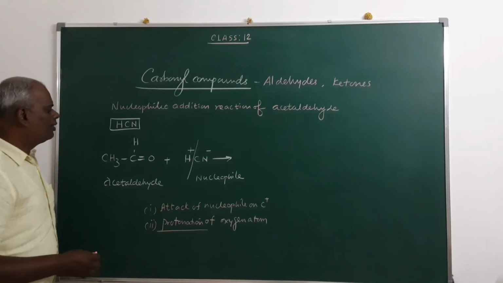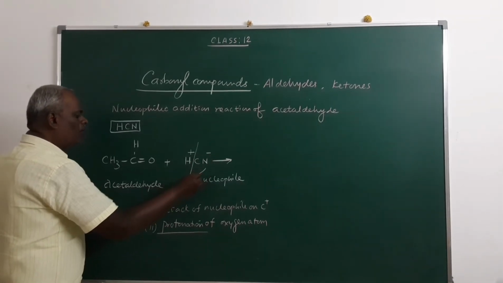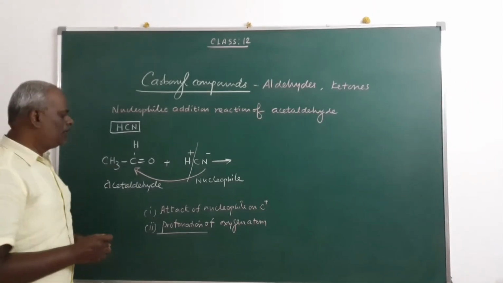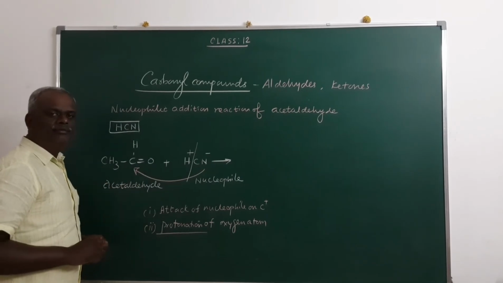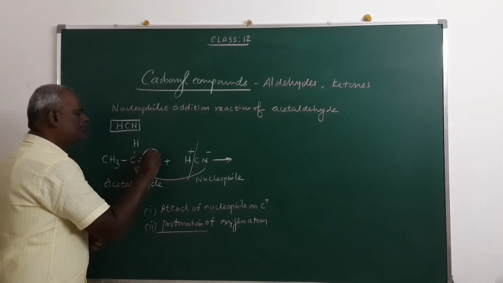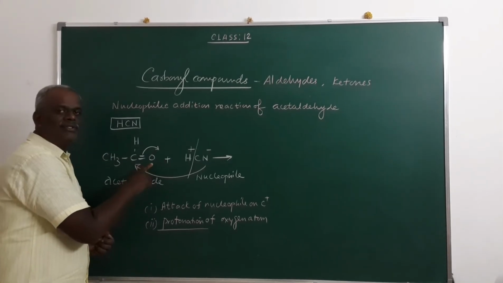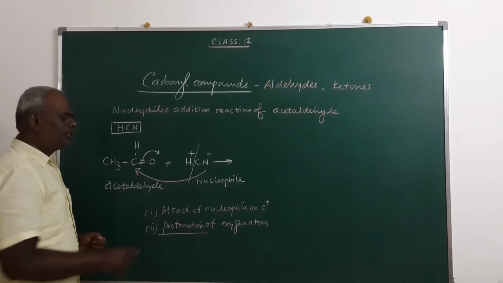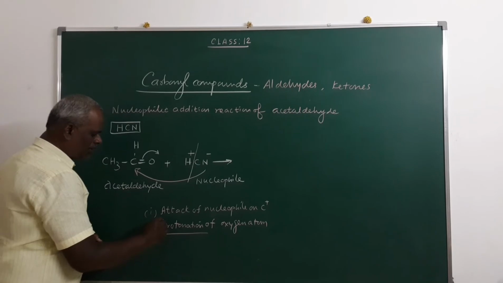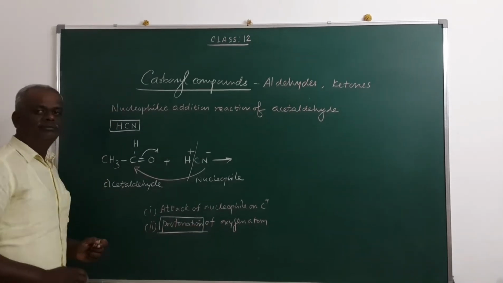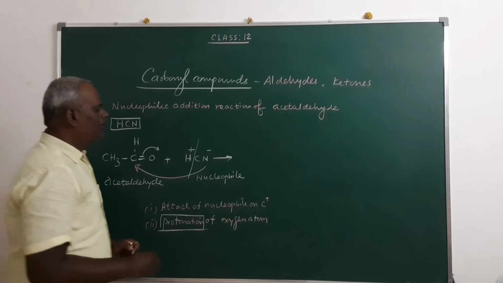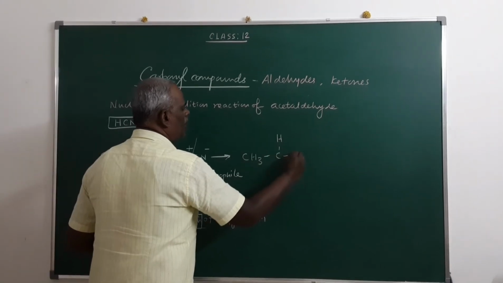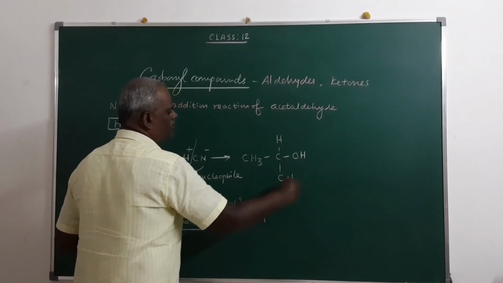Just see the arrow marking: the CN minus provides the electron for the carbon. The arrow indicates that CN minus is attacking the carbon. The nearby bond breaks up and oxygen can carry minus. So this oxygen is supplying electron to this hydrogen. The hydrogen plus is added to this oxygen. That particular stage is called protonation. Just execute both the steps and you can have an addition compound, CH3, CH, here it becomes OH, and then CN.